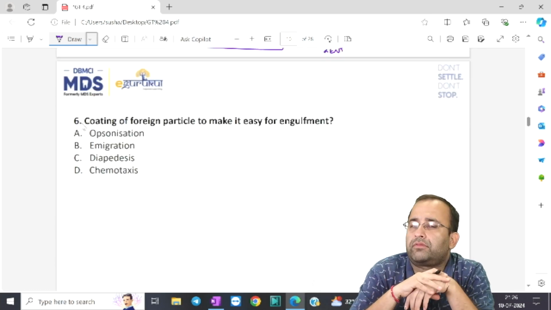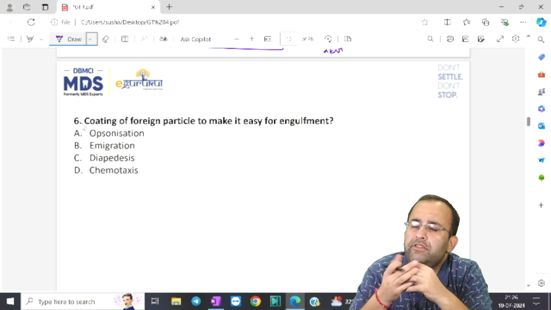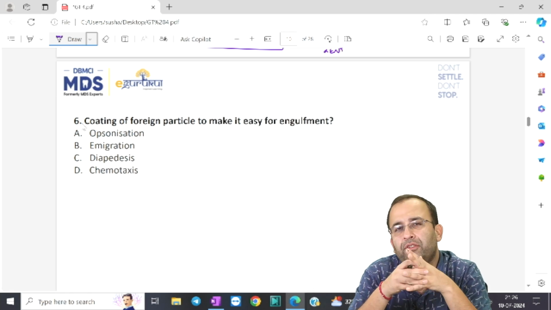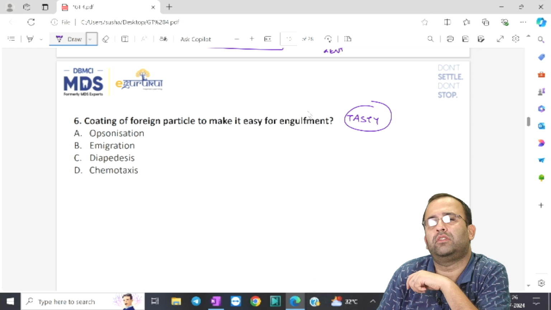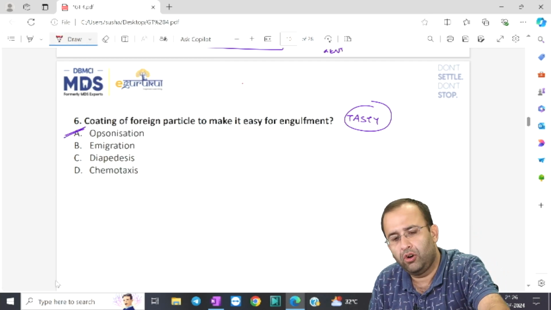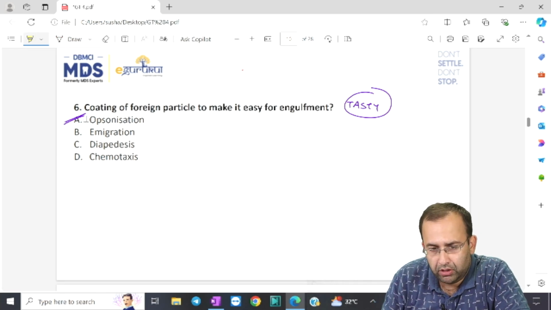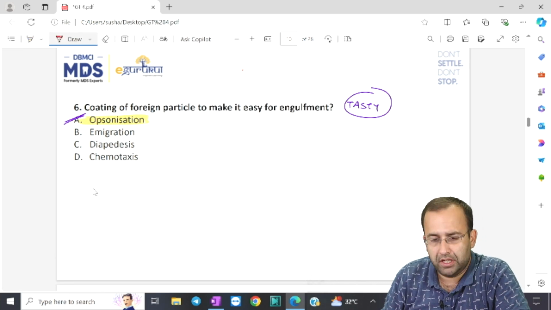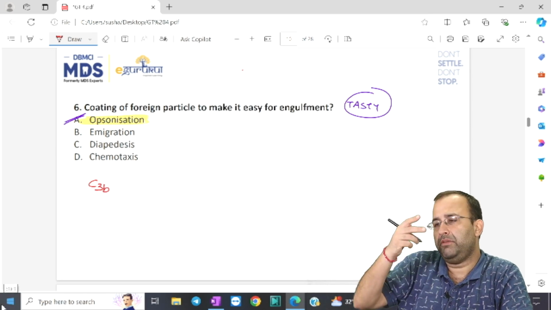Next question. Coating of foreign particle to make it easy for engulfment. I know this is a very simple, straightforward question. What makes the bacteria tasty for phagocytosis? Opsonization agents. In the chapter inflammation, whatever we do in life, we cannot confuse opsonization agents from chemotactic agents. Which are the opsonization agents? They are which complement protein? C3b. Not 3a, 5a, 5b.